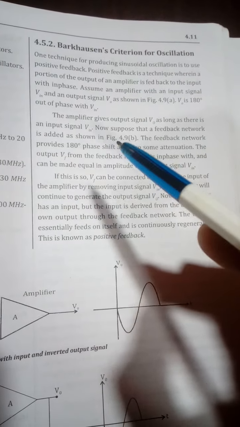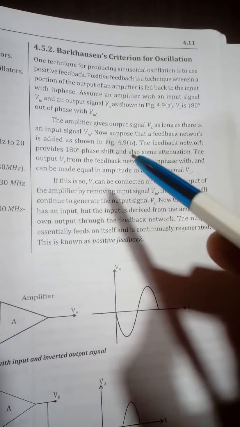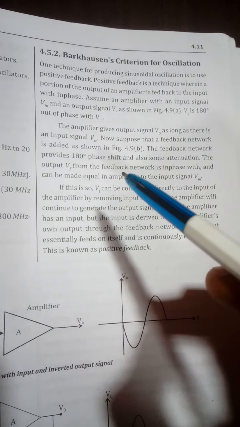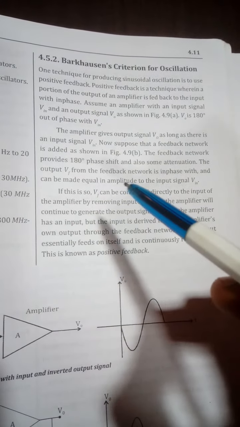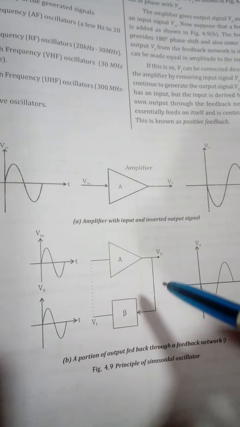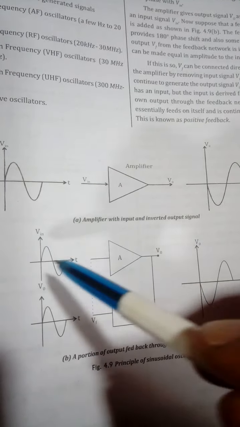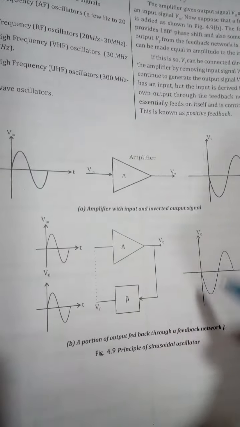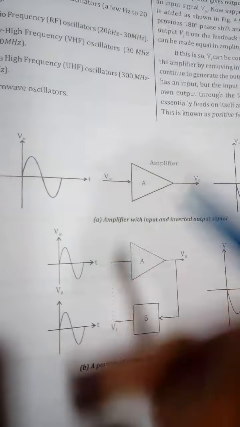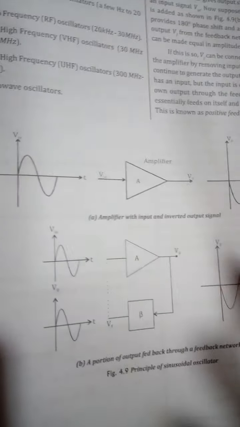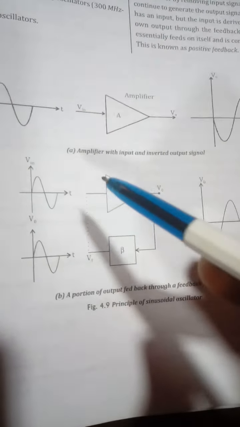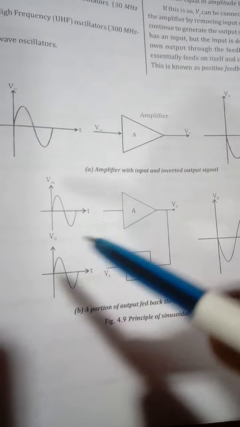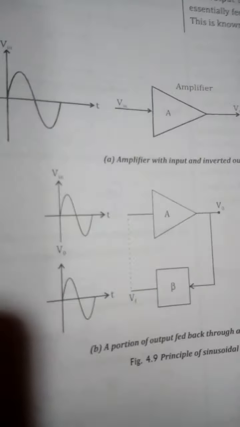Suppose the feedback network is added. The feedback network provides 180 degree phase shift and also some attenuation. The output VF from the feedback network is in phase with, and can be made equal to, the amplitude of the input signal V in. Now assume that feedback is added. From the input to the output there is a 180 degree phase shift, and the feedback will provide another 180 degree phase shift, which results in the output being in phase with the input. So the same signal is fed back to the input, which remains in phase with the input signal.